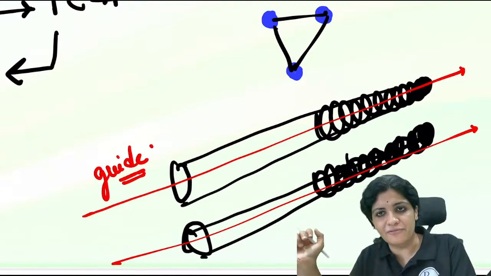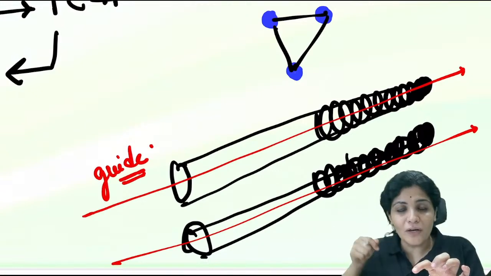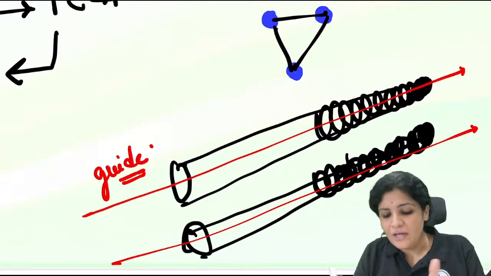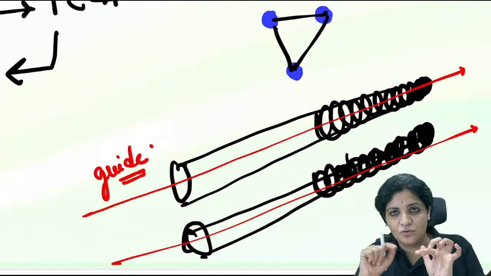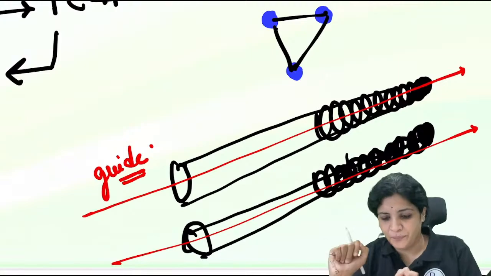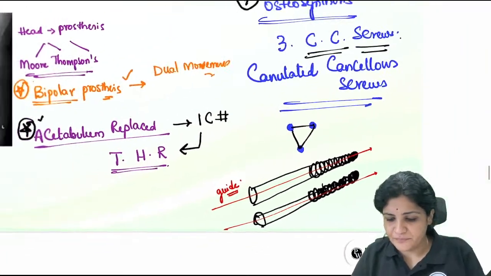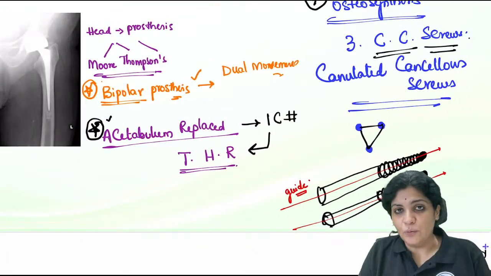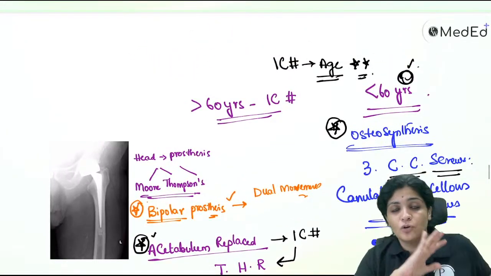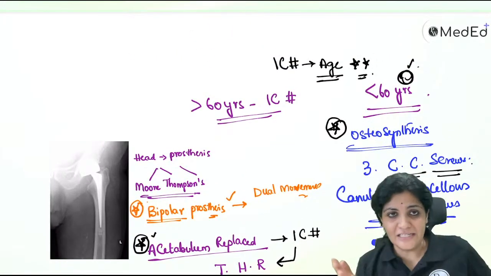So you put a guide wire first into the femoral head, and over that guide wire you will send the screw. So it is a cancellous screw and there is a cannula. That is why it's called CC screws, the cannulated cancellous screws. And how are they put? They are put in this inverted triangular fashion. This completes your complete questions on IC fractures, your IT fractures.